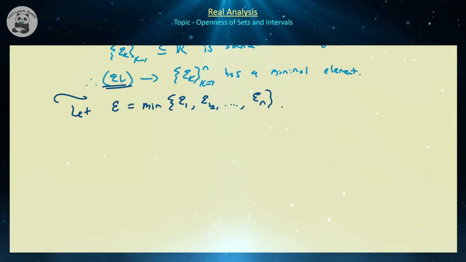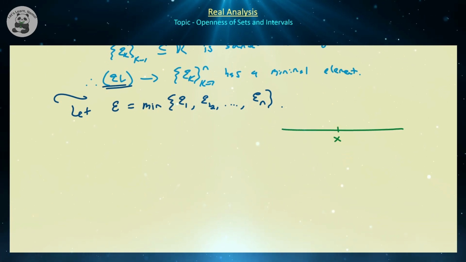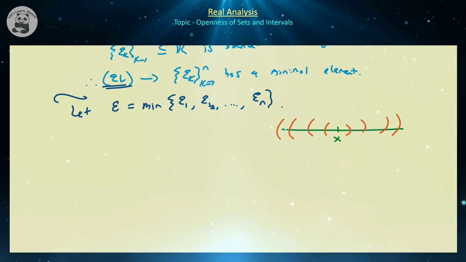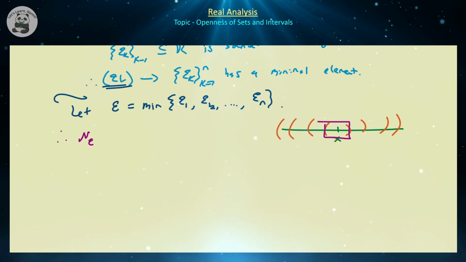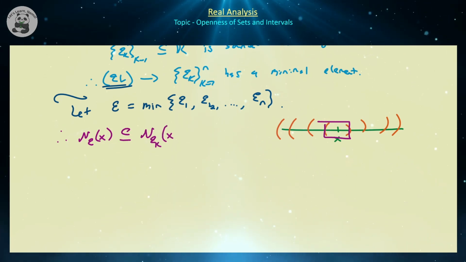So let's zoom out for a bit and see what we have here. We have x, and we have some neighborhoods that are bigger and bigger and bigger. So the epsilon neighborhood is going to be the smallest one of them all. Okay, so if that is the case, what we have here is that N epsilon of x, where epsilon is the minimum of those radii, is a subset of N epsilon k of x, and we know that N epsilon k of x is a subset of Sk.